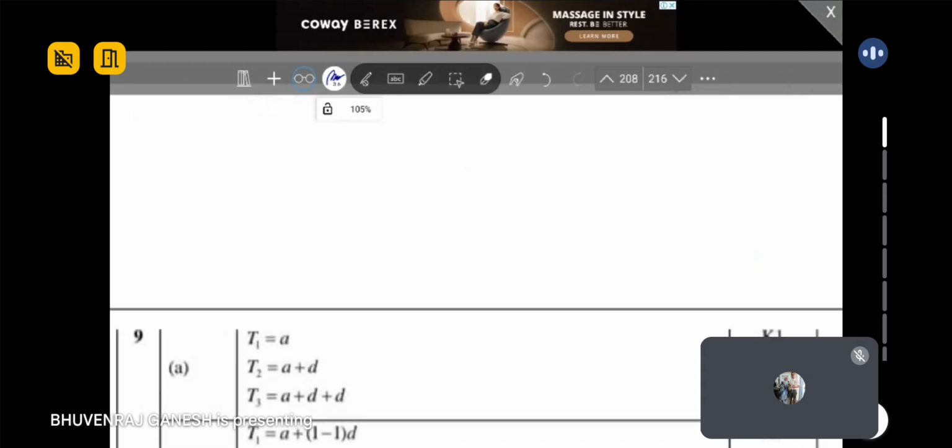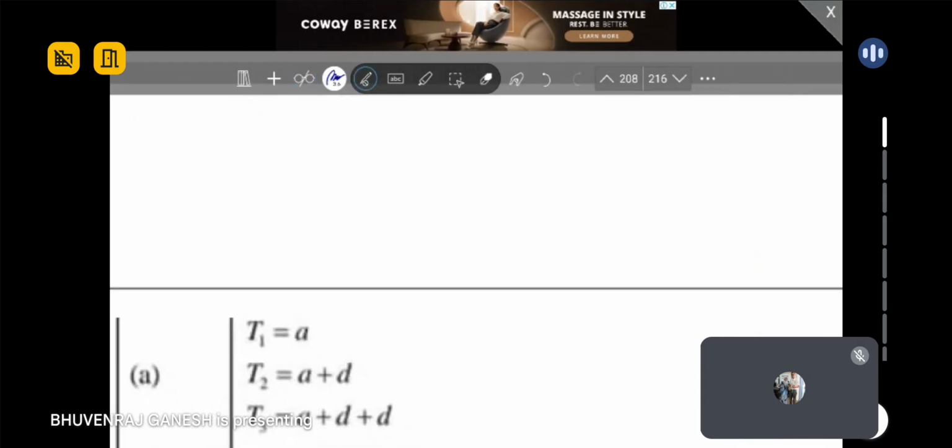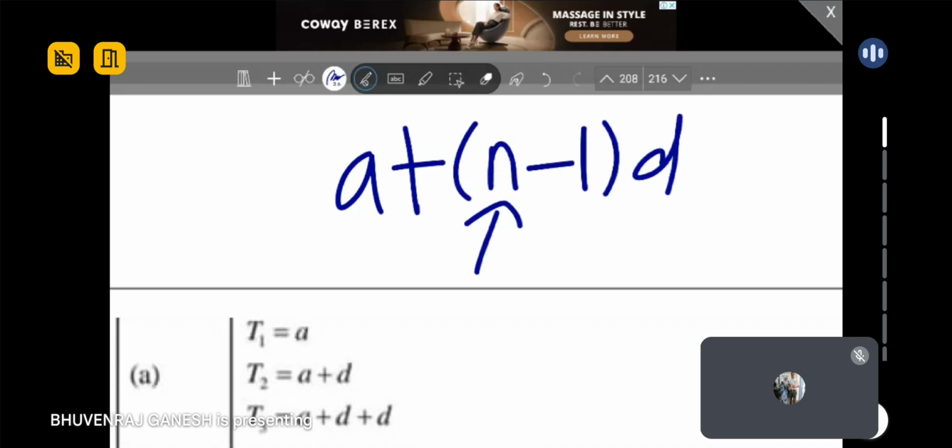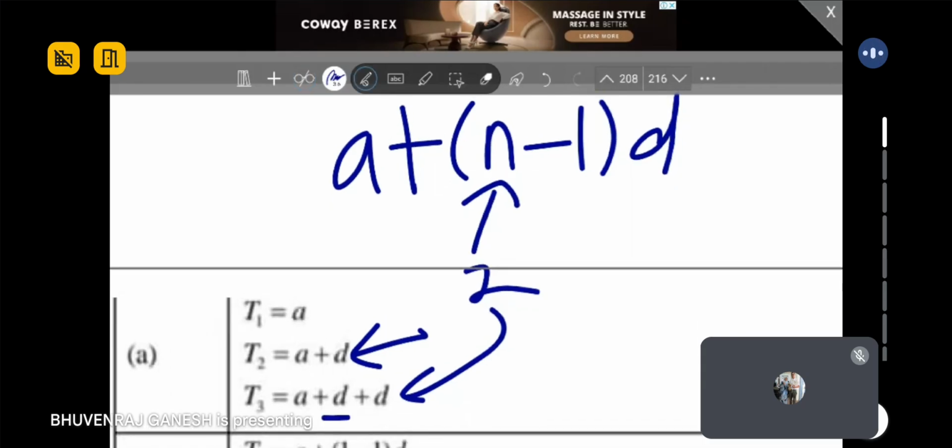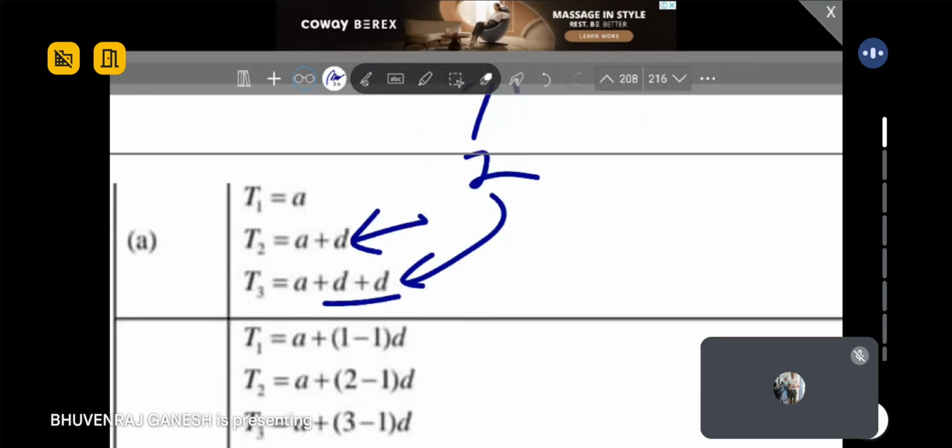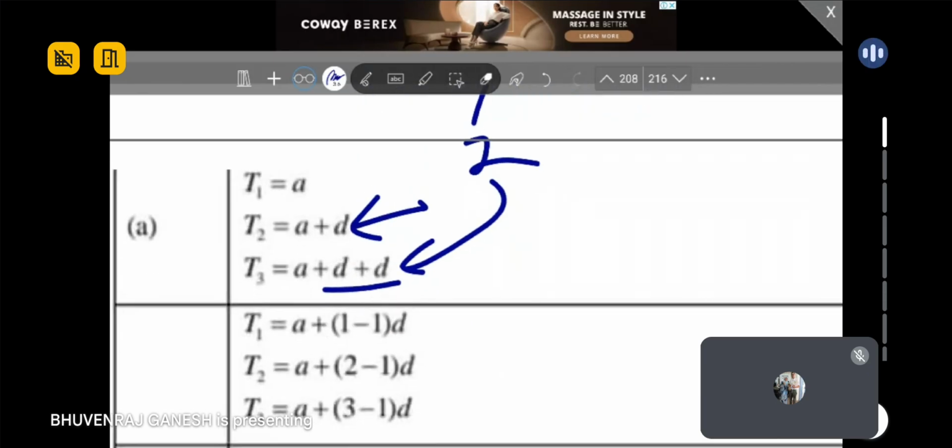Okay, so how do we prove it? Okay, so you know that T1 is A, and then T2, A plus N minus 1D. So N equal to 2. So you have A plus D, and then A plus D plus D. Okay, because N is 3, you get 2D. Okay, 2D you can write as D plus D. Okay, so now try to see the pattern.